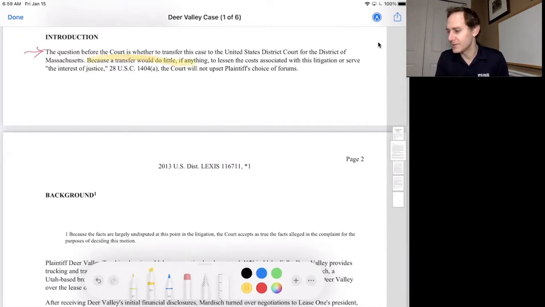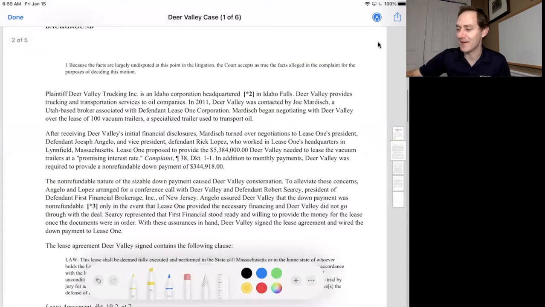Because a transfer would do little, if anything, to lessen the cost associated with this litigation or serve the interest of justice, the court will not upset plaintiff's choice of forum. Meaning it's going to stay in Idaho. Interesting, let's find out why. Especially, there are some complications here that make this very interesting.